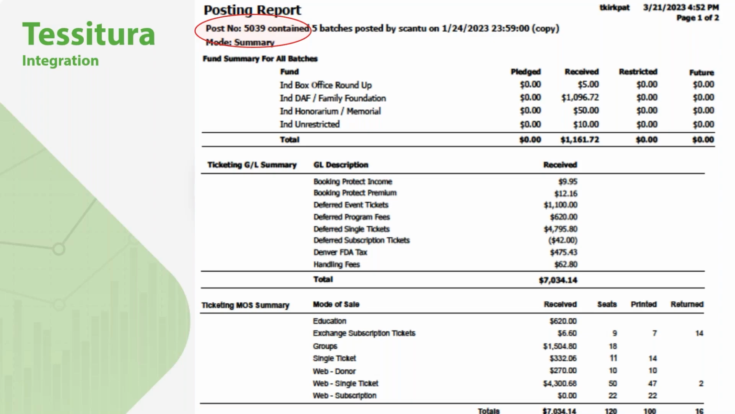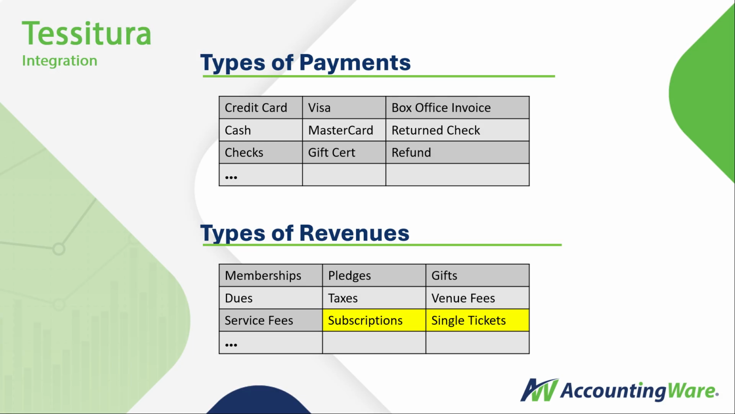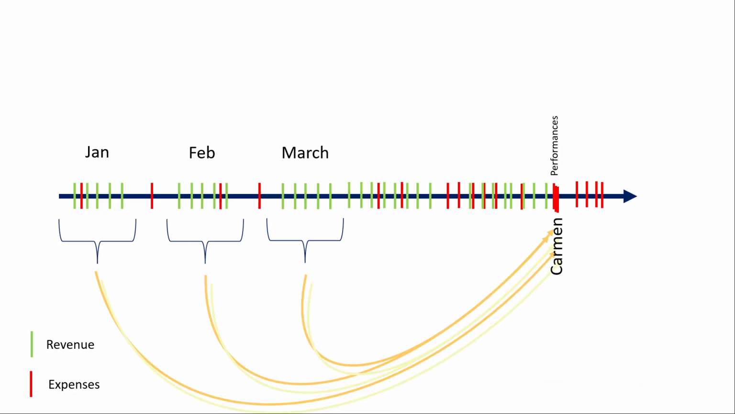ActivityHD imports Tessitura data by posting number. Posting numbers contain data related to the types of payments, such as cash, checks, and credit card. Posting numbers also contain the types of revenue, like gifts, venue fees, and ticket sales. Revenues flow into the general ledger as of the date of the transaction, except for ticket sales for future events.